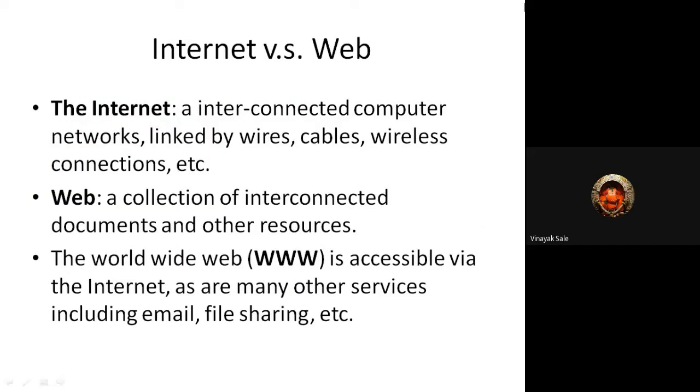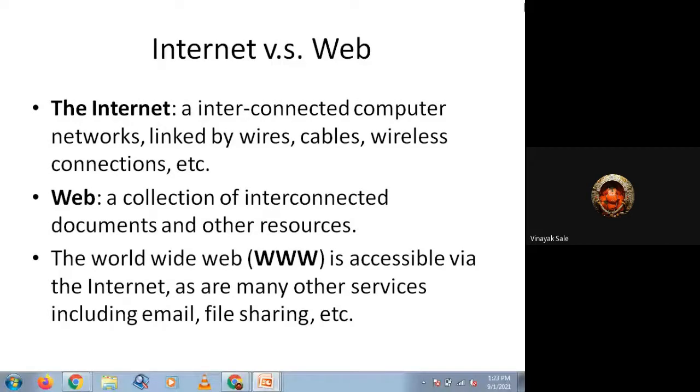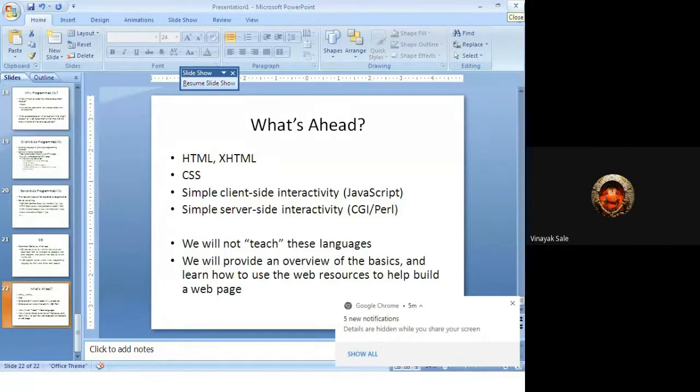Then what is the difference between internet and web? Internet is interconnected computer networks linked by wires and cables. These are the wired networks. There is Wi-Fi, WiMAX. These are the wireless connections. So an interconnection between different computers with wired or wireless connection is known as internet.